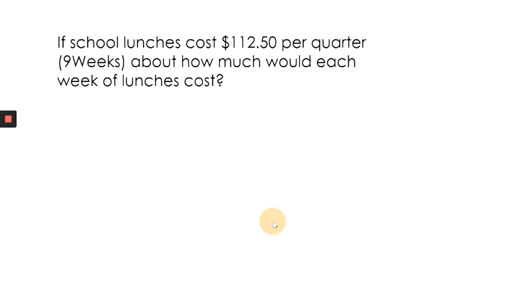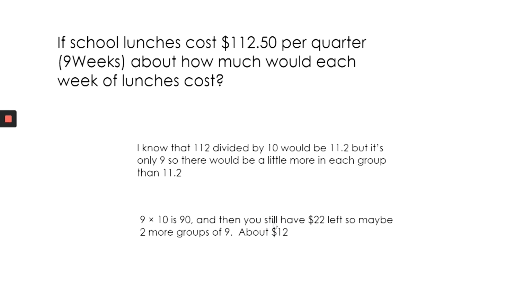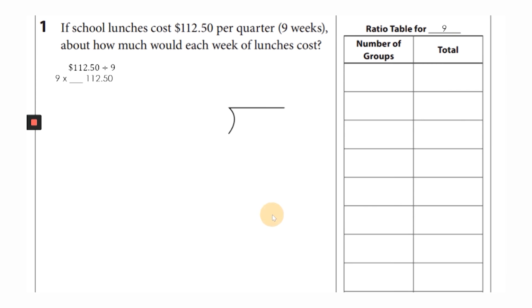Okay, so here's what I was thinking. I know that 112 divided by 10 would be 11 and 2/10, but it's only 9 that we're dividing by. So there'd be a little more in each group than 11 and 2/10. I also thought of this. 9 times 10 is 90. You still have $22 left to divide up. So maybe 2 more groups of 9, so about $12. I'm going to keep that 12 estimate in my head as I go through the problem.